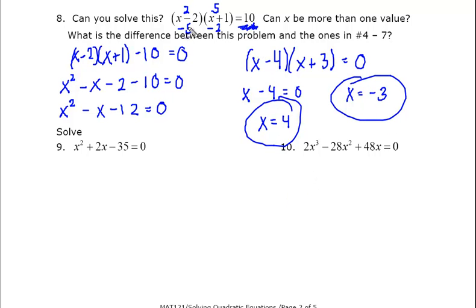So we need those two facts. We need equal to 0, and we need two things being multiplied together. So in number 9, I gave you the equal to 0 part. Can you make this into a multiplication problem? I think you can. Go for it.